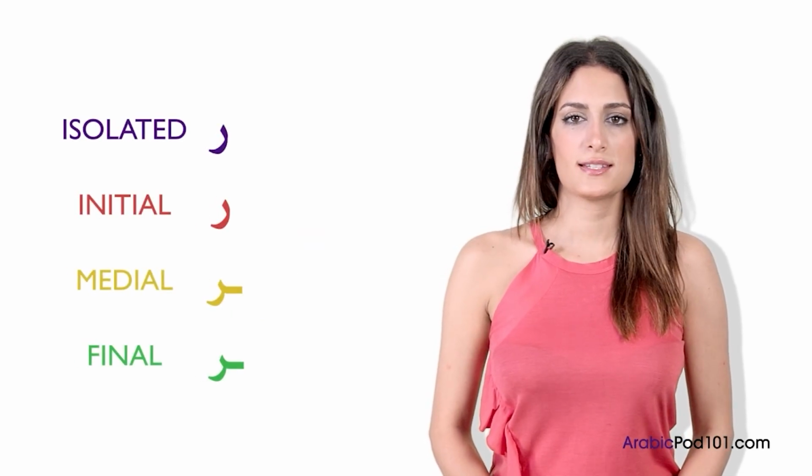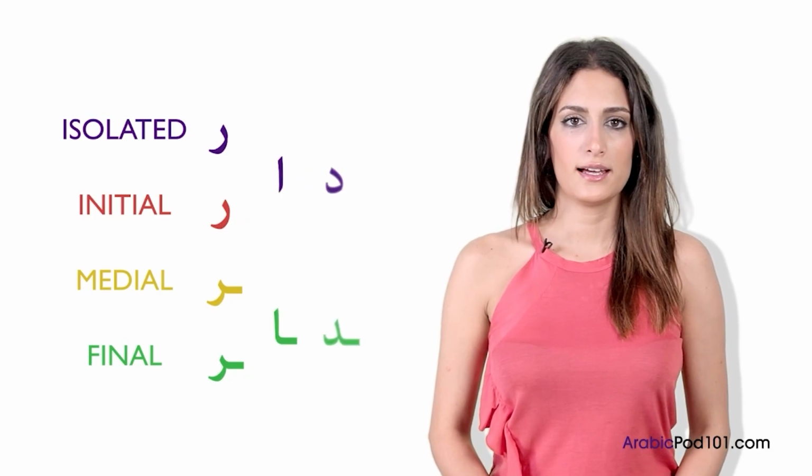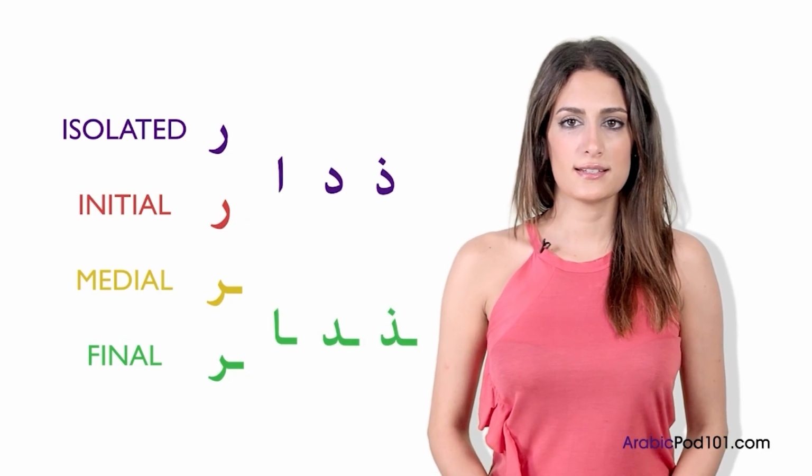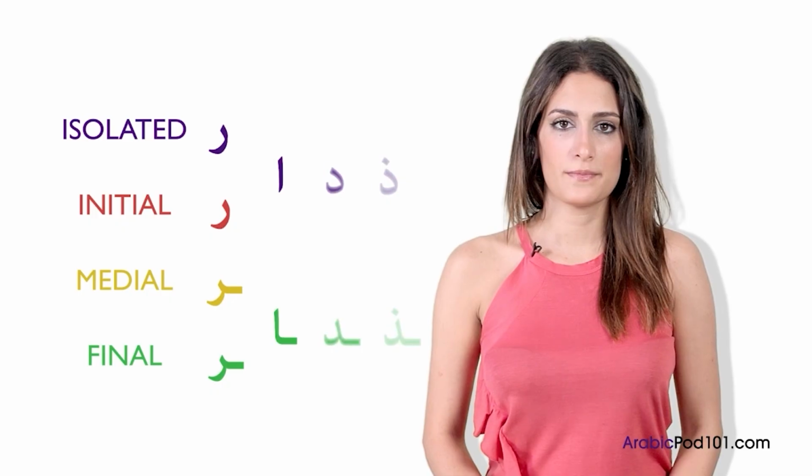Now let's take a look at the other forms. Just like the alif, dal, and zal, the letters in this lesson connect differently. The isolated one is like the initial form, and the medial version is like the final one. Now we'll write it. Ra.